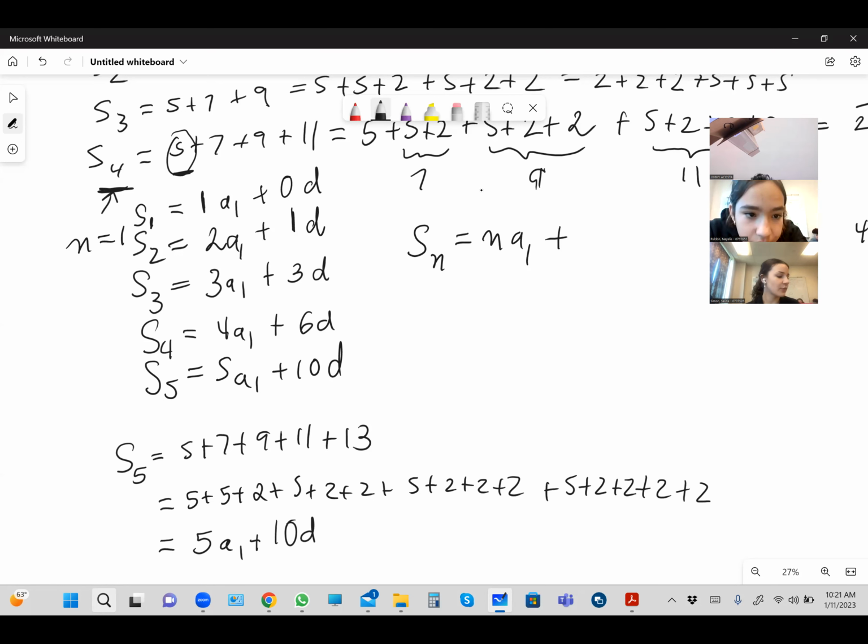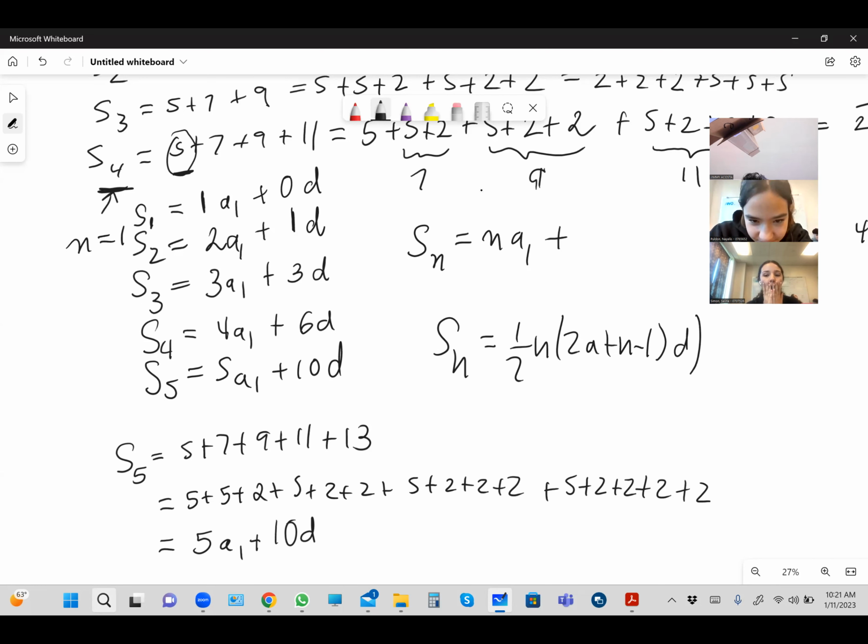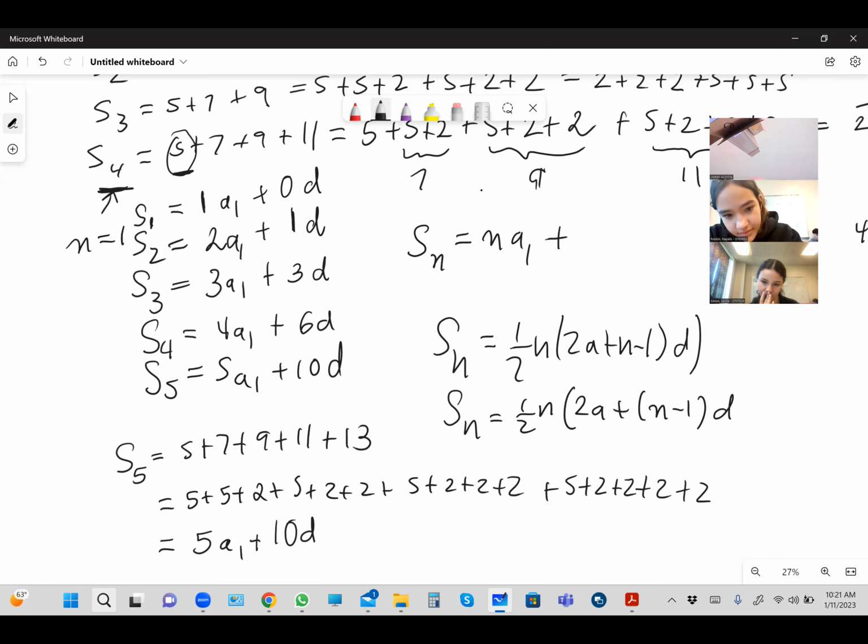Mister, there isn't an easier way to do this? Yes, there is. Can you show us? There. That's the formula. S of n equals half n times twice A plus n minus 1 times D. I would like to arrive at that to show you how to do that, but that's the formula.